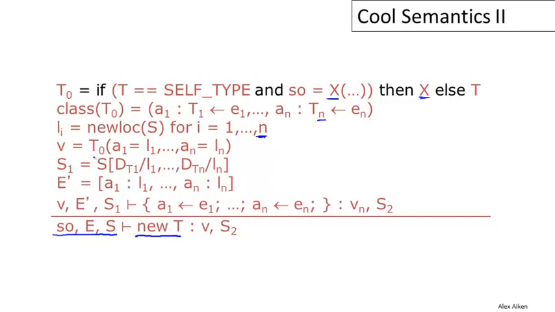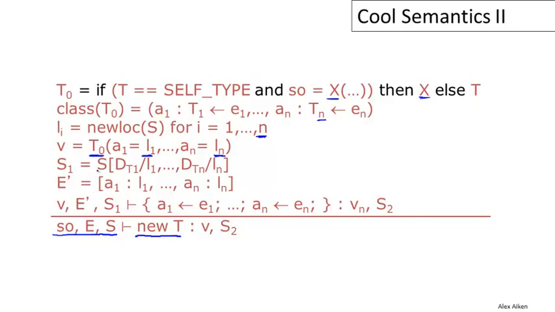And then we're going to create an object with the class tag T0, and the attributes are going to be bound to these new locations. So the ith attribute will be bound to the ith new location that we just allocated. And then we're going to update the store.